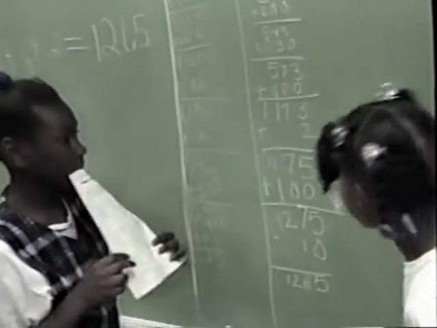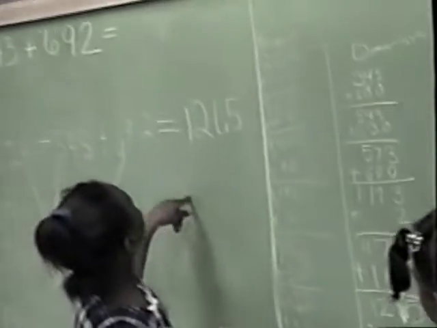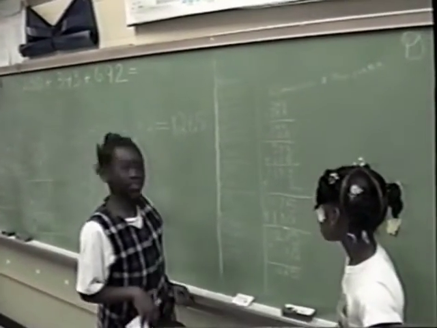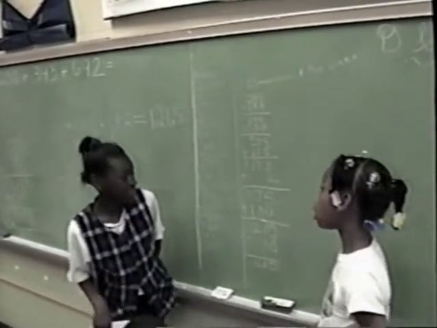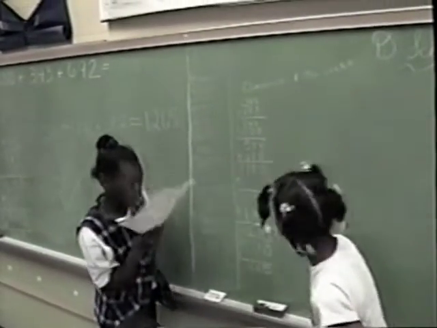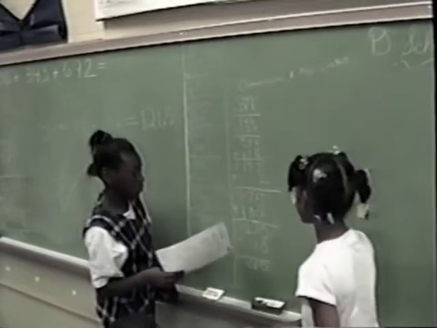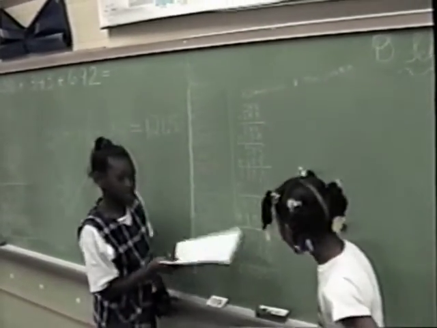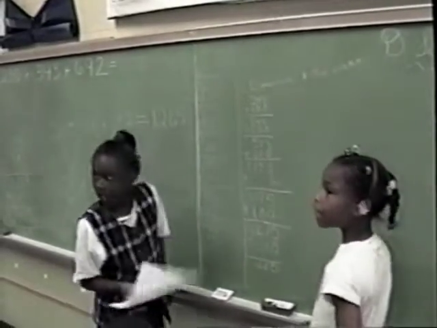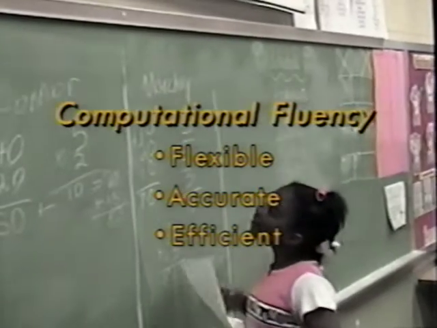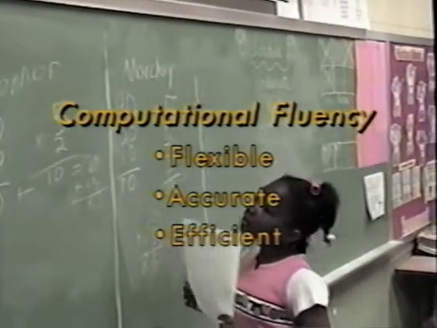And we added plus 100. That got us... But it really was the 90, and we said 90 was closer to 100, and 100 is easier to count. So then it got us 1275. And then we took away 10, and we got 1265. The goal of computational fluency is achieved with the flexible use of strategies that are accurate and efficient.